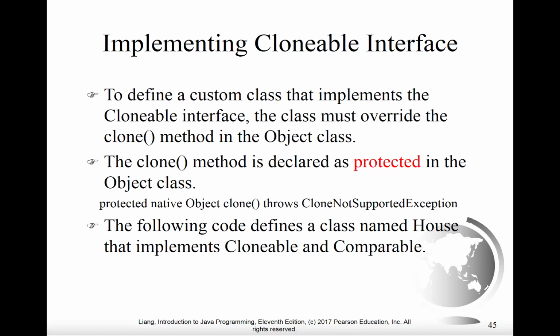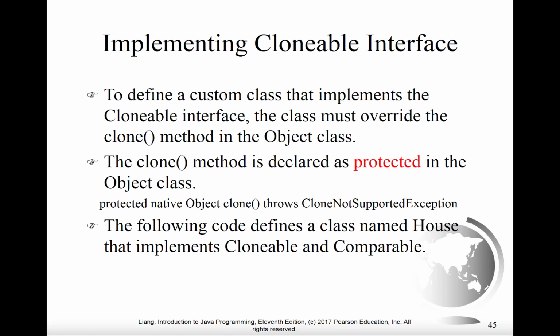The clone method isn't generally public. It's declared as protected in the Object class, but that means that classes that derive from the Object class do have visibility for the clone method and can override it. Notice the declaration: protected native Object clone throws CloneNotSupportedException. Everything that's in there you're familiar with except for one interesting little bit, and that's the part that says native.